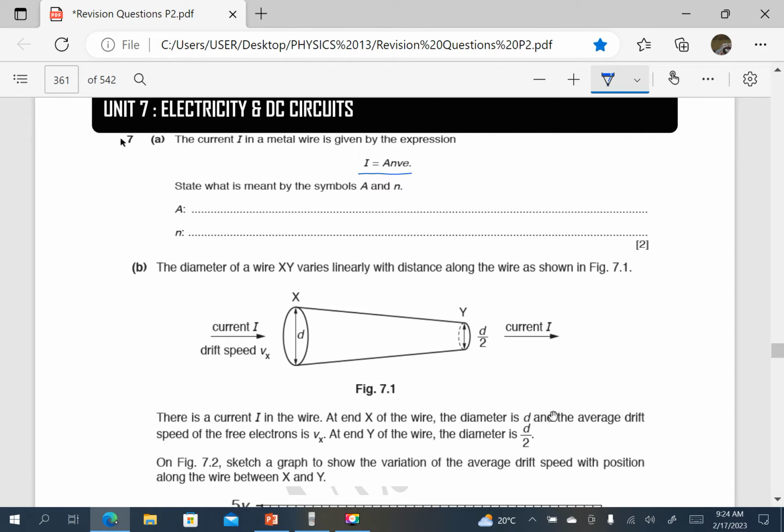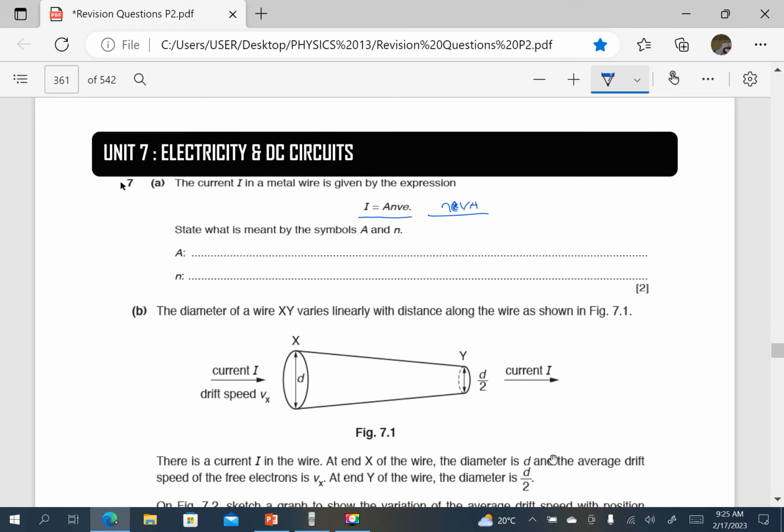My students normally prefer to write this as I equals nAvq, because it's easier for them to remember this equation. State what is meant by the symbol A. So A, straight away, A stands for the cross-sectional area of the wire.